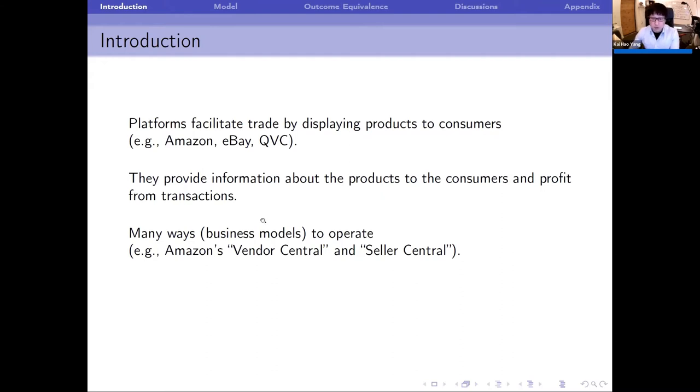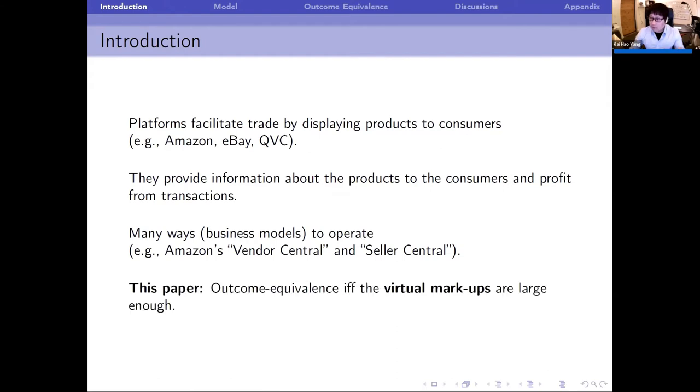And because there are many business models to operate, a natural question arises, which is: which business model is better? Which business model is more profitable for a platform? Which business model is better for consumers? Which business model is better for sellers? And which business model is better for the economy? So in this paper, I'm going to study this kind of question.